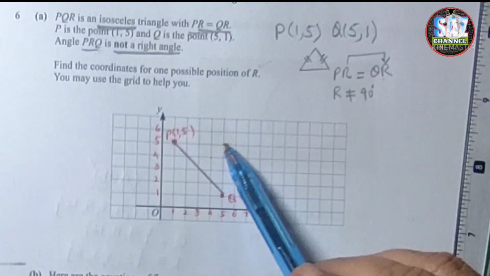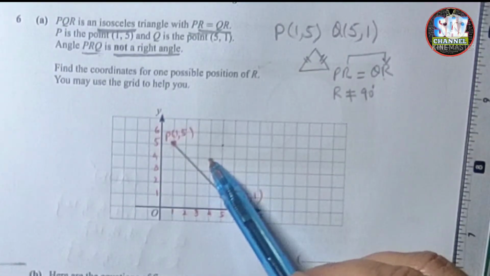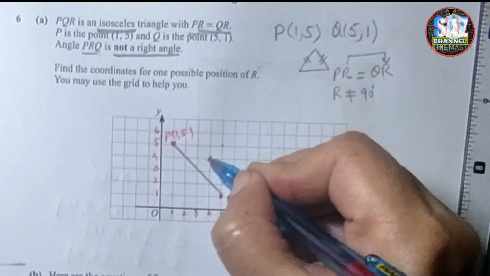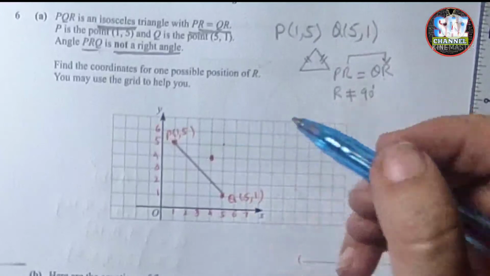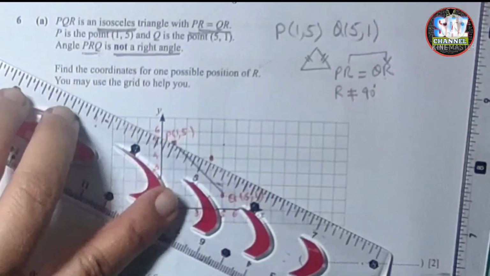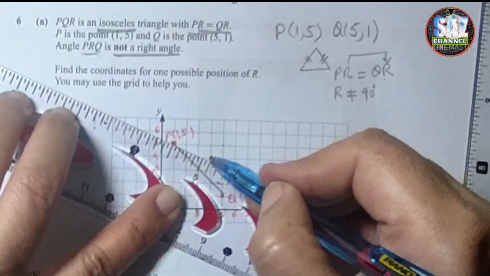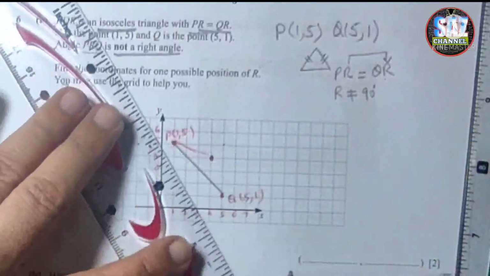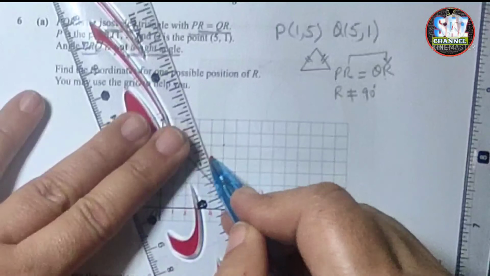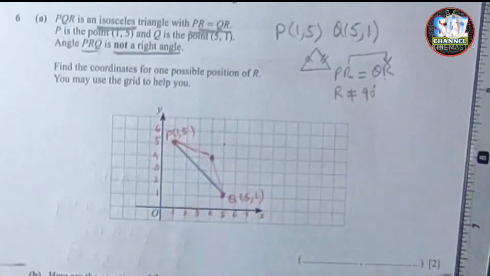So if I cannot take this position, then what to do? If I'm taking this position, that is (4, 4), it can be one of the answers, because in this way my P to R distance equals Q to R distance. Okay, this is one of the possibilities that R can be at this place.